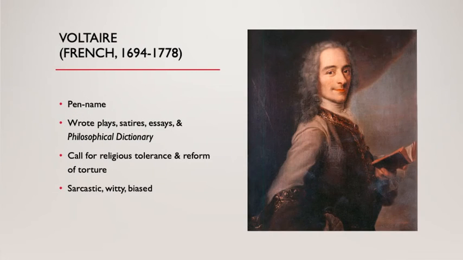Voltaire is probably the quintessential Enlightenment thinker. He's French. This is his pen name, but everyone calls him Voltaire. He wrote famous plays. He's super sarcastic. He wrote a lot of satires, essays. Famously, he wrote a philosophical dictionary where he defines all these different kinds of words, like torture and tolerance. He calls for religious tolerance.